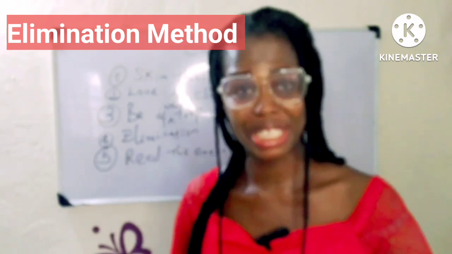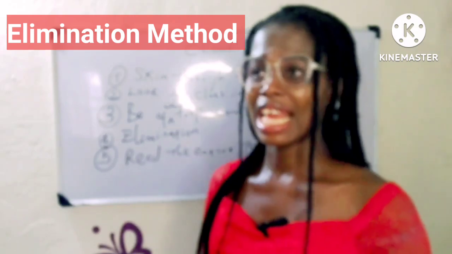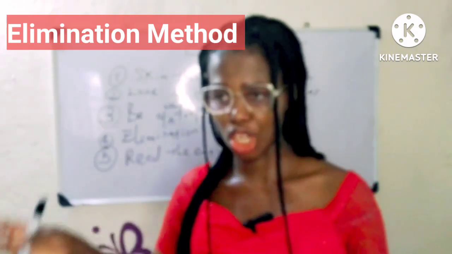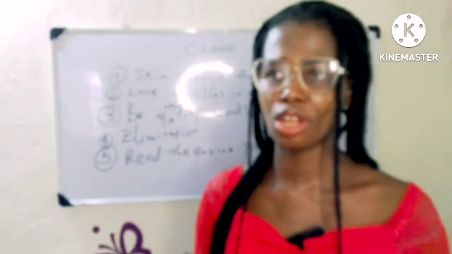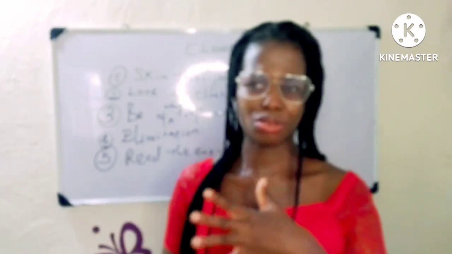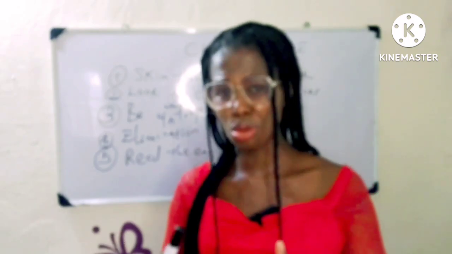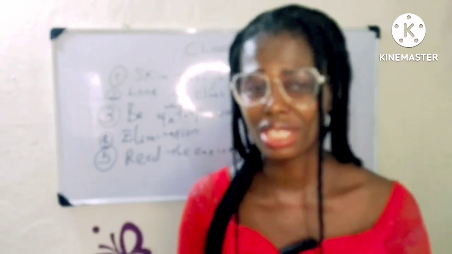Now this is very important. Use the elimination method. When you look for clues around, there are some options that are odd, options that do not fit into the context, and you have to look at them also. Yes, this is very important.